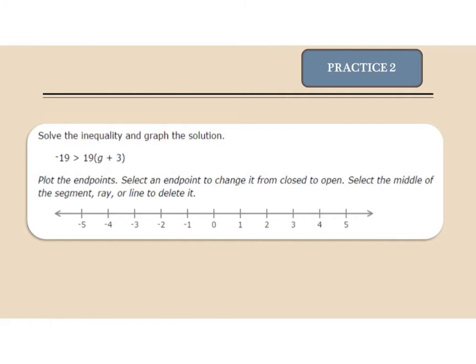Practice 2. Solve the inequality and graph the solution. I'll give you another hint, especially if some of you might have problems seeing this. If you like the letter or the variable on the left-hand side, rewrite it so the variable is on the left-hand side. In this case, just make sure that when you rewrite it, the pointed end is still pointed towards the G.